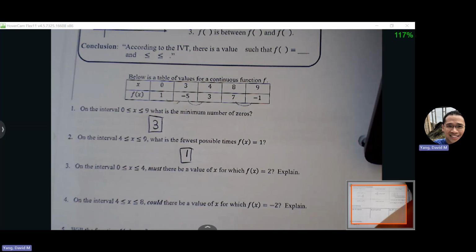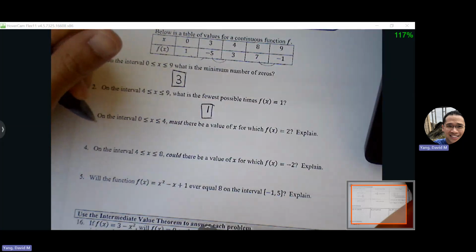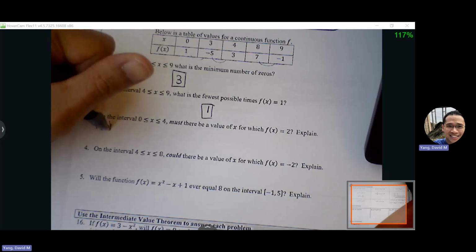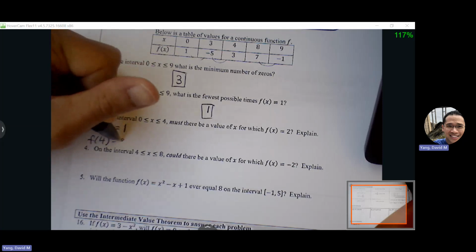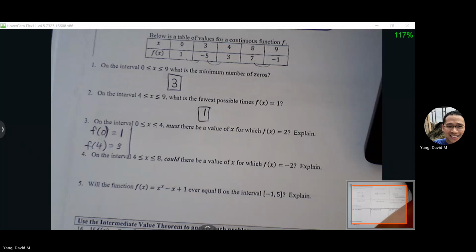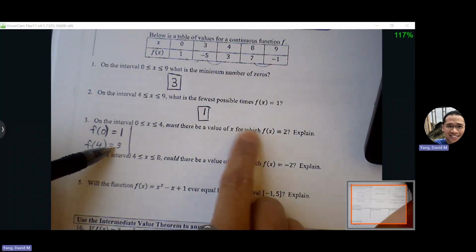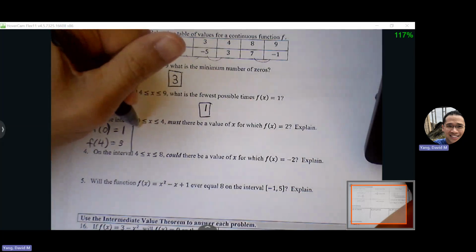Okay, so here's one way that we can represent the Intermediate Value Theorem in the least wordy way possible. First off, we're going to establish that f of 0 is equal to 1, f of 4 is equal to 3. So we have a y value below our target, and we end up with a y value above our target. We know we've got to reach our target at least once. So we can say this by IVT.